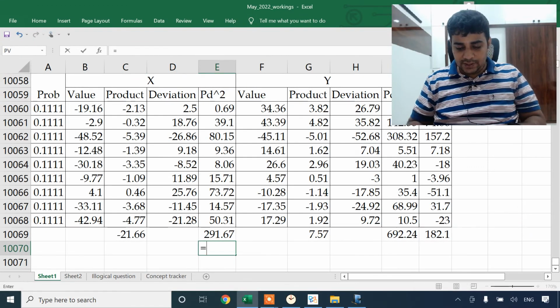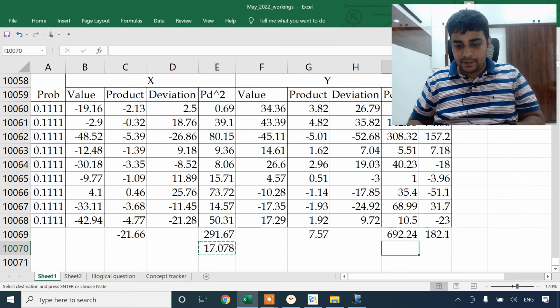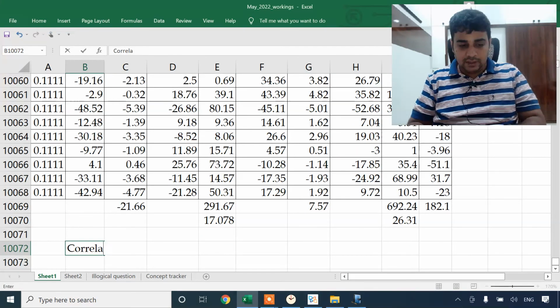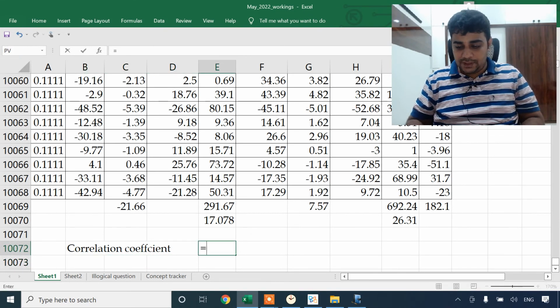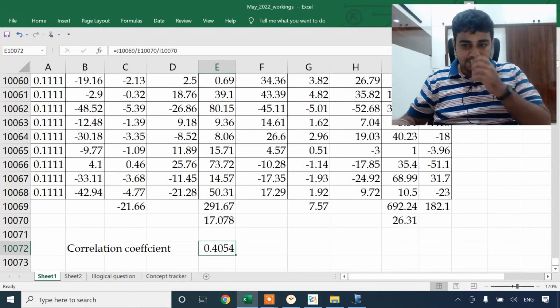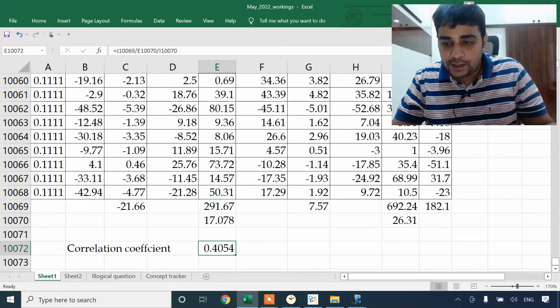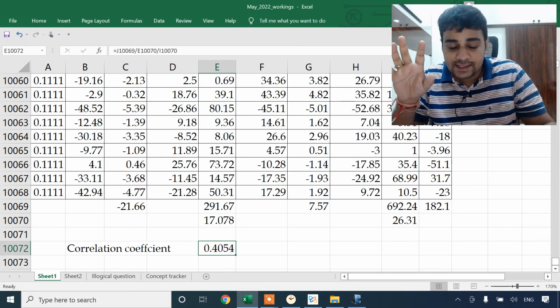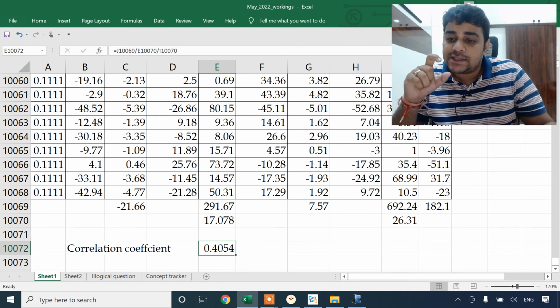Standard deviation is the square root of this, and the correlation coefficient, I don't want to spend much time on explaining. Correlation coefficient is this divided by standard deviation of 1 and standard deviation of 2. It's 0.4054. If it was between minus 0.25 and 0.25, there's no linkage at all. There seems to be some positive linkage.